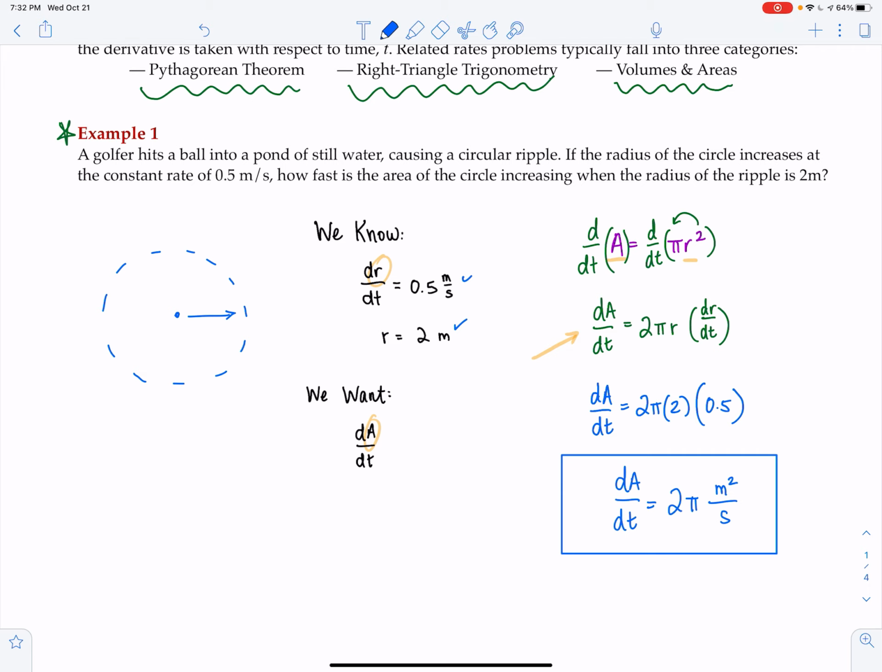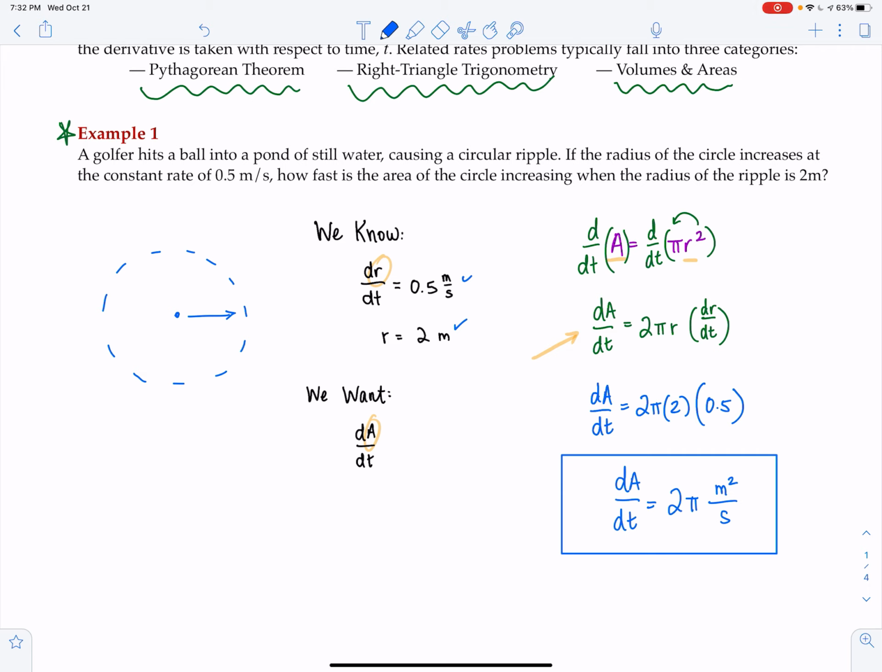And that's it. We could write a sentence out if we wanted to, saying the area of the circle increases at a rate of 2 pi square meters per second when the radius of the ripple is 2 meters. But you don't need to do that. If your notation is solid, you can leave it as is.